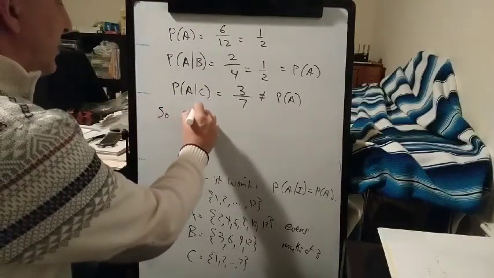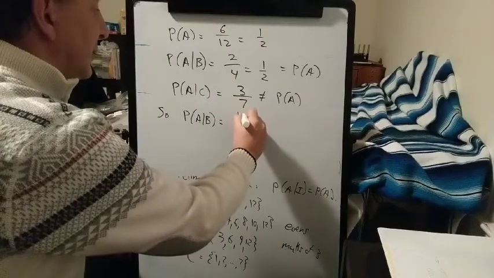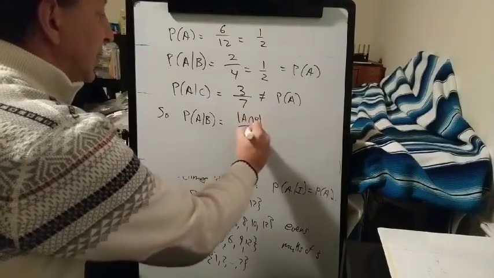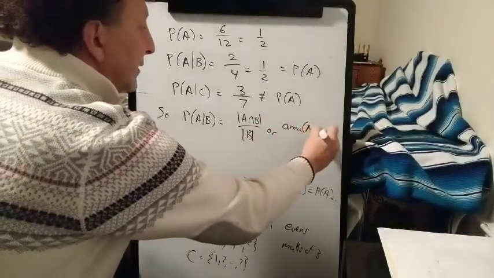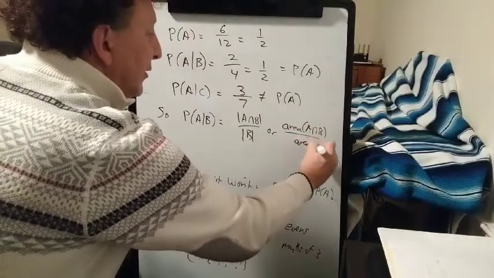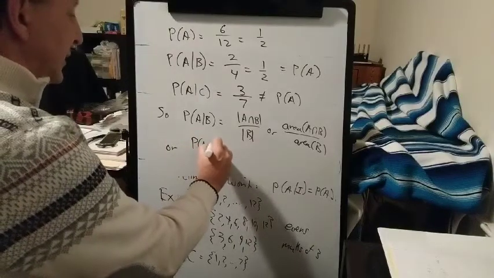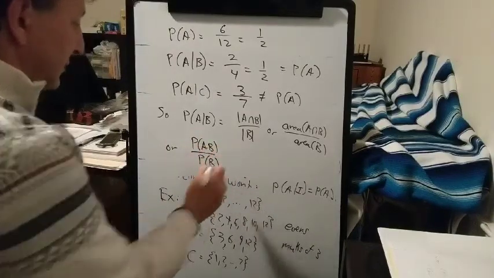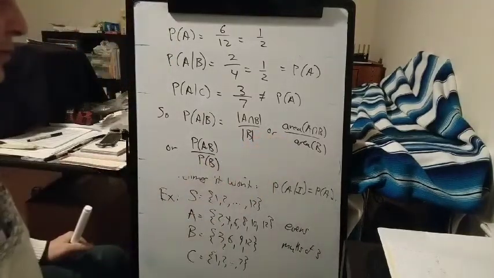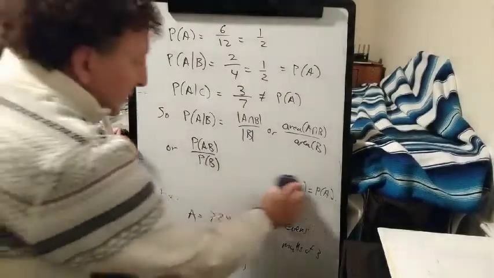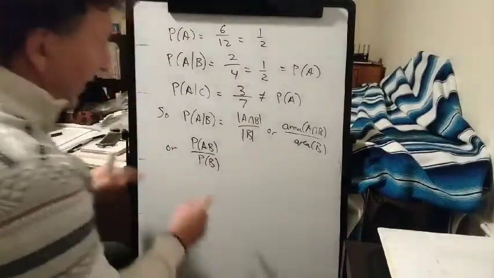So probability of, in general, A given B is number of elements in A and B over number of elements in B, or the area of A intersect B over the area of B, or the probability of A and B over probability of B. So these first two formulas come right from the definition. And let's see why the probability ratio follows immediately from these.